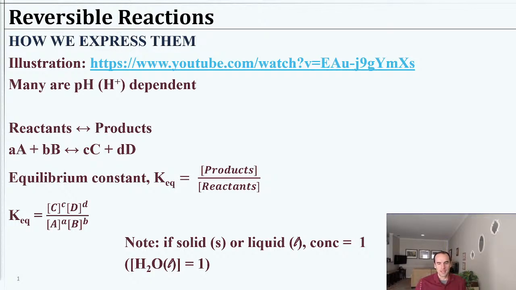Perfect. Okay. All right. So today we're going to talk about the equilibrium reactions.